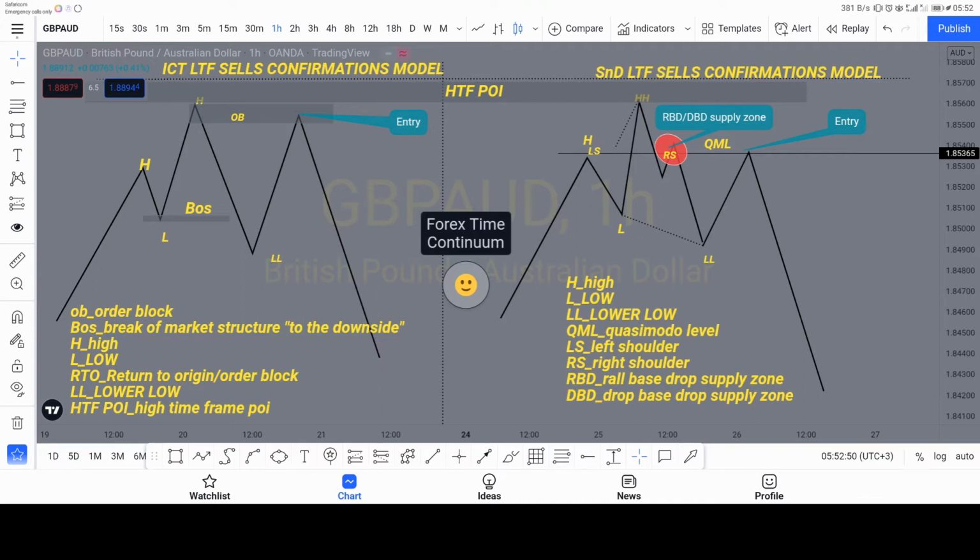That's the ICT model. When an ICT model is present, you trade it. When an SND is present, you trade it. Remember yesterday I told you guys, you trade what the price presents. Don't say, I'm an ICT die hard, so when an SND setup is present, I won't trade. No. Trade what the price is presenting currently.